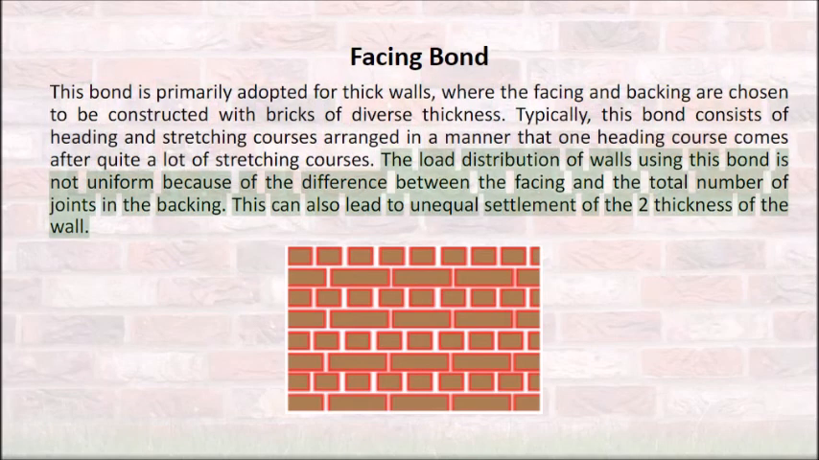The load distribution of walls using this bond is not uniform because of the difference between the facing and the total number of joints in the backing. This can also lead to unequal settlement of the thickness of the wall.